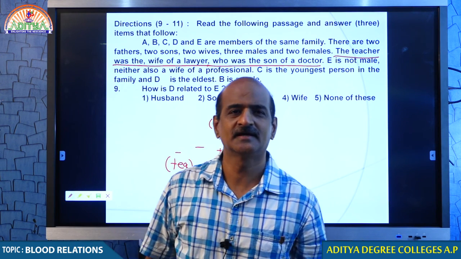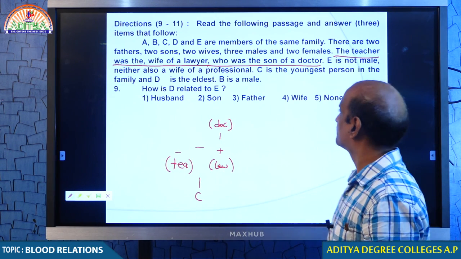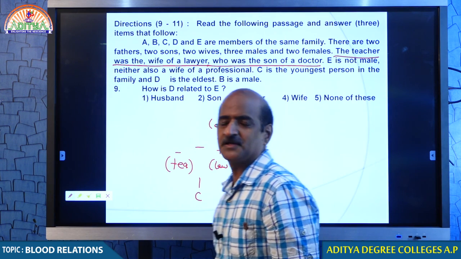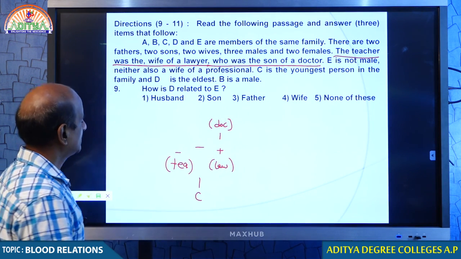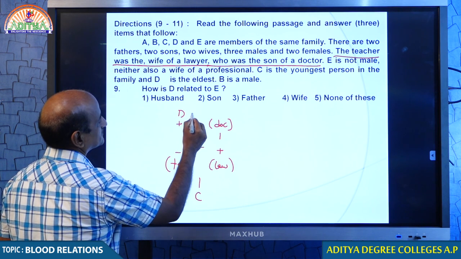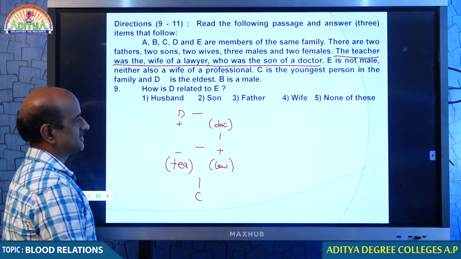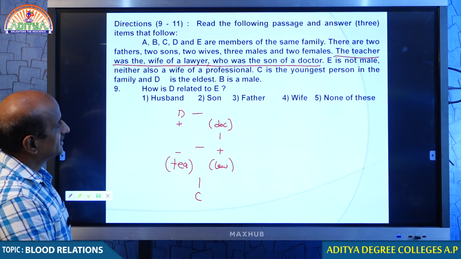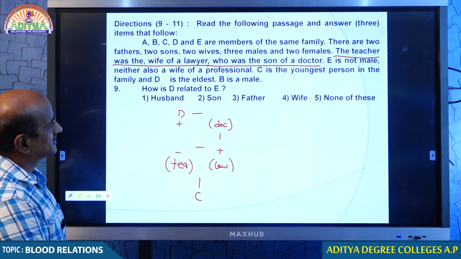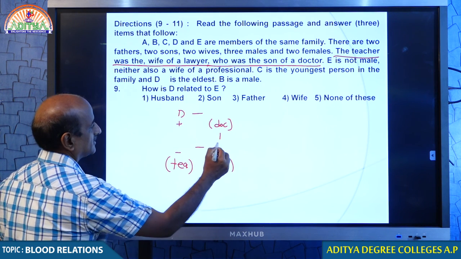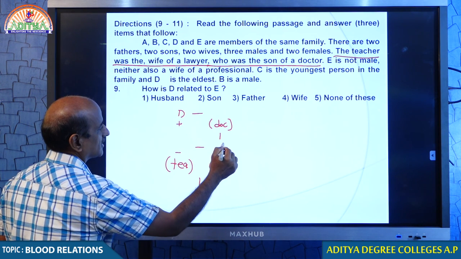C is the youngest member in the family, and D is the eldest member in the family. Probably D should have been the husband of a doctor. D should be the husband of a doctor. I tell you why. E is not male. Therefore, E is a female. B is a male. Therefore, the only male is the lawyer.